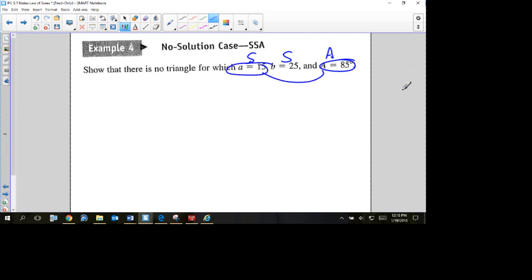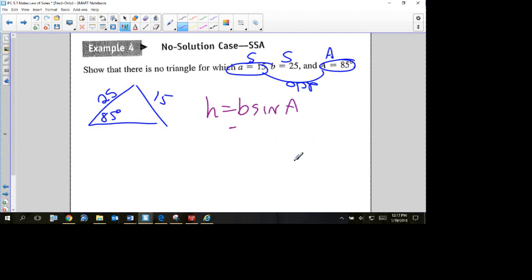So we've got angle A and little a are going to be the opposite angle and side. So I know that's going to be the one that we use as the A. Even though it's called A, it's not always called A. So we want to kind of think through that. Angle A is 85 degrees. Side a is 15. Side b is 25. And we're going to find the h value. h is b sine A. So we'll do 25 sine 85 degrees, and you'll get 24.905. So that's our h value.